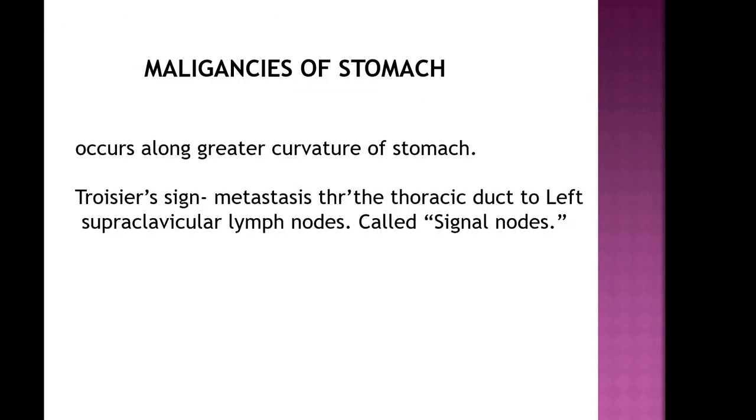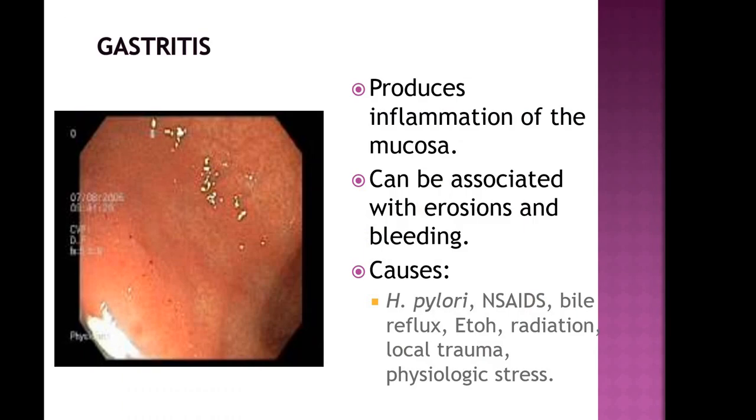Then we will study the malignancies or cancer of the stomach. It occurs mostly along the greater curvature of the stomach. We already studied the lymphatic drainage. Through the celiac nodes, it drains into the intestinal lymph trunk and then the thoracic duct. So the metastasis occurs through the thoracic duct to the left supraclavicular group of lymph nodes, and this becomes palpable. This sign is called the Troisier sign, and these nodes are called the signal nodes. So this is the malignancies of the stomach.